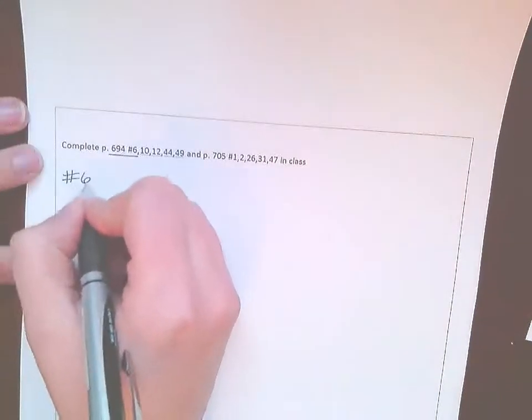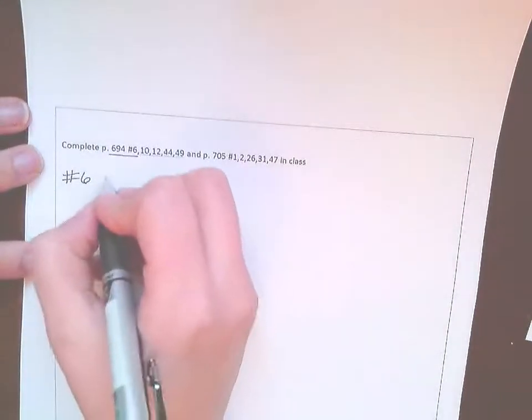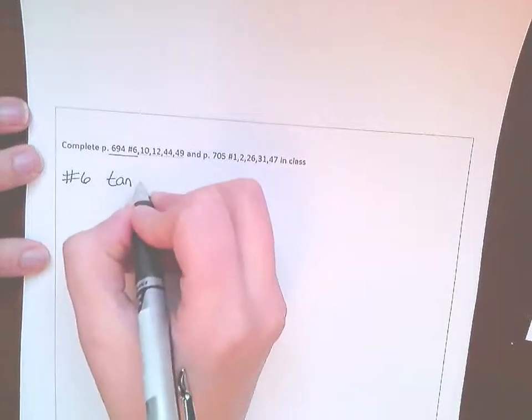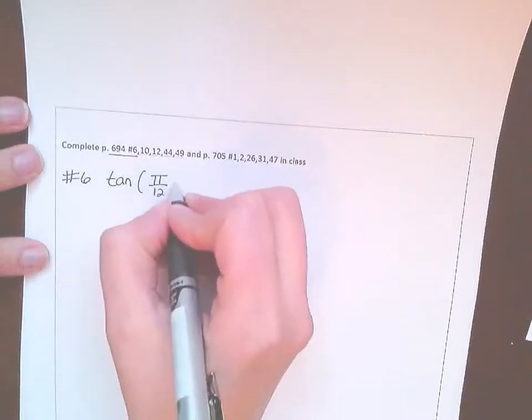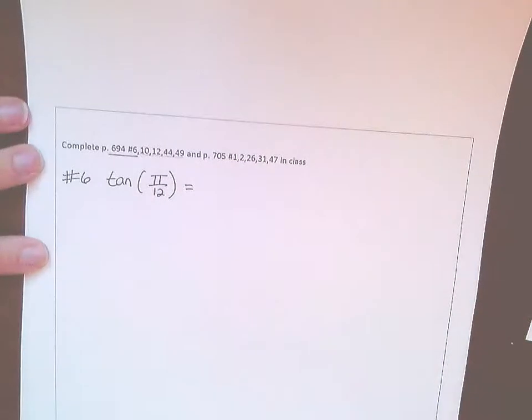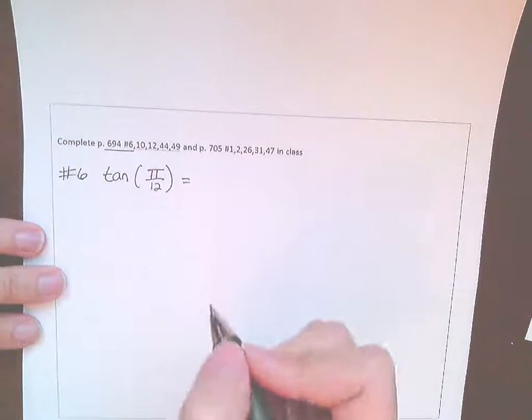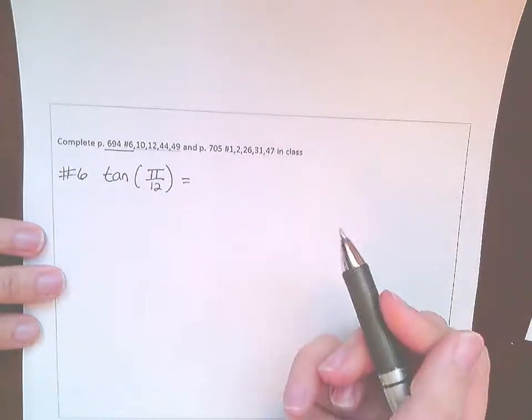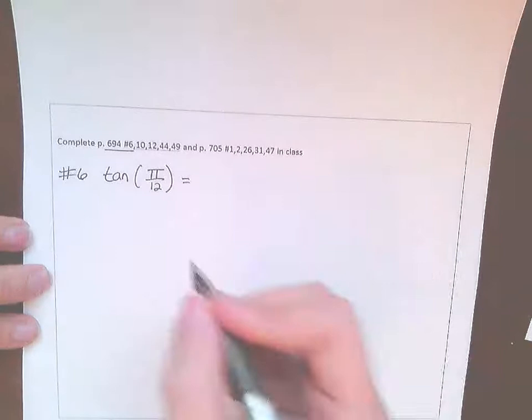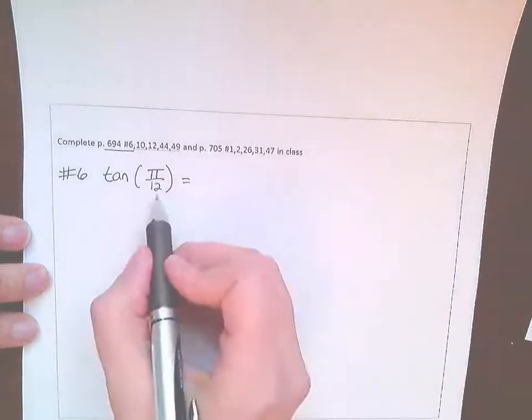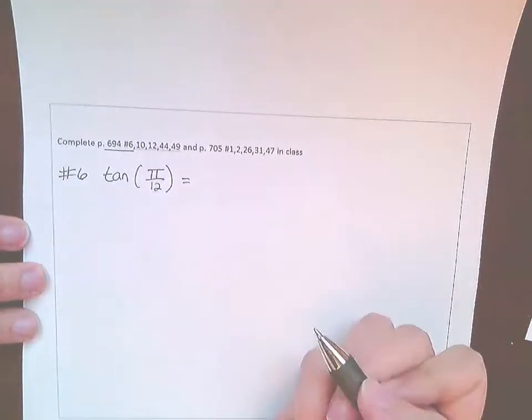Number 6 in the textbook gives you tan of pi over 12, and it asks, what does it equal? So basically, tan of pi over 12 is obviously not on the unit circle. It's not an easy point to figure out on the unit circle. So what we do is we're going to use either the double angle identity or the sum and difference identity to break this up into 2 parts that are on the unit circle.